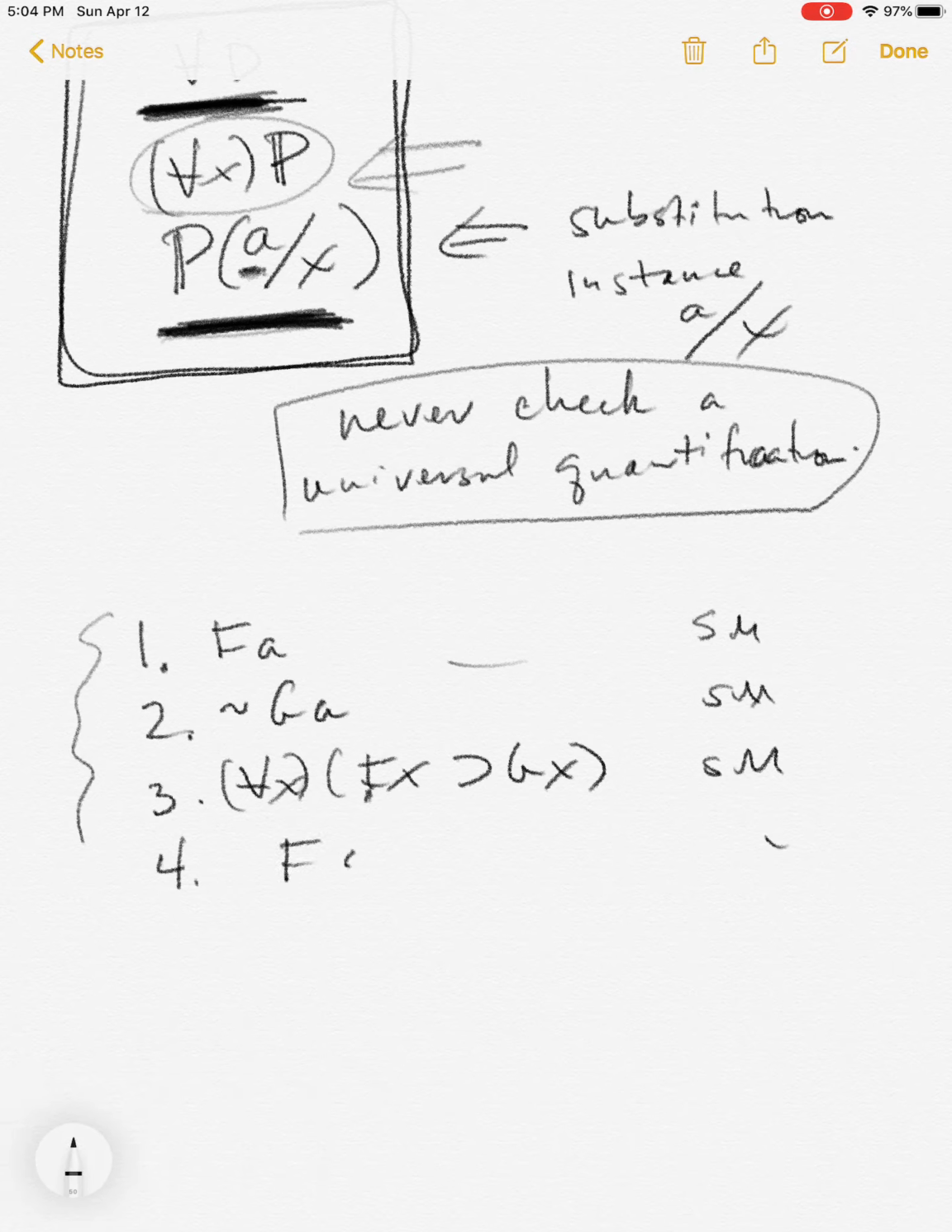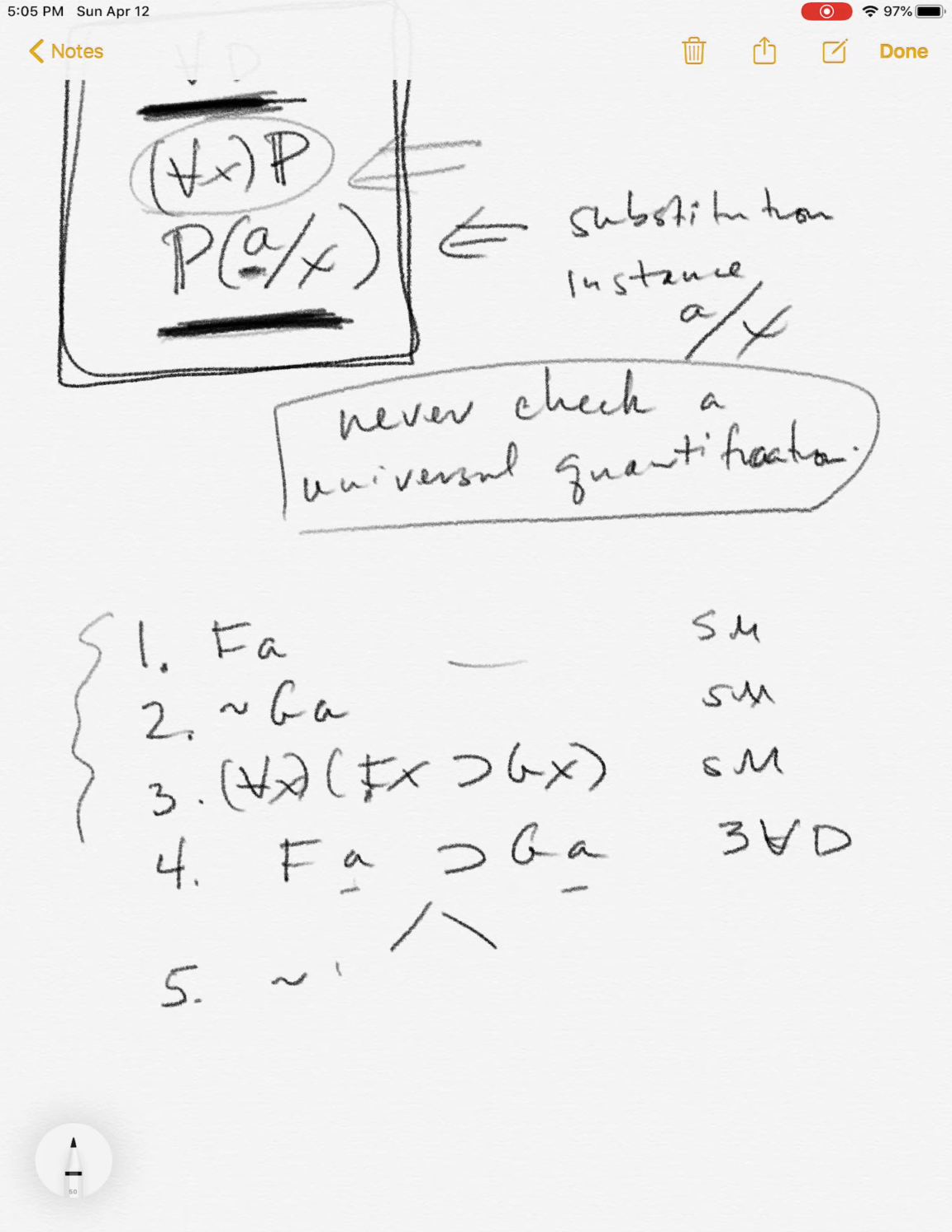So we're going to write down FA horseshoe GA, and we get that from line 3 by universal decomposition. Got it? This says everything in the world is such that if it's F, then it's G. Well, in particular, if A is F, then A is G. Okay? Now we've got a conditional here, and we're going to apply good old conditional decomposition.